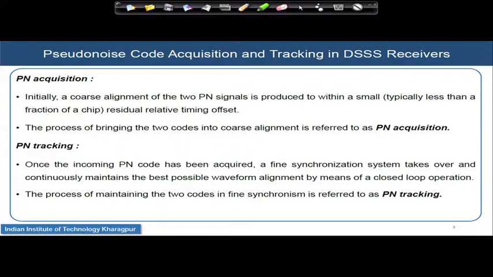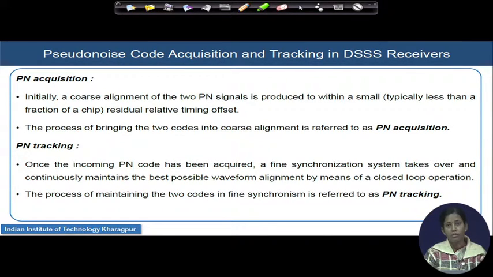Remember, once code acquisition is done, fine tracking begins. Acquisition may be done once, but tracking is a continuous process. We never turn off the tracking mechanism while the communication is going on. So, code acquisition may be done once at the beginning of the packet arrival, but the code tracking will be continuously going on for every set of chips that you are continuously receiving. So, remember, tracking is a continuous process. It is followed by the acquisition. It is a fine synchronization. It is a fine alignment between the two PN sequence codes.